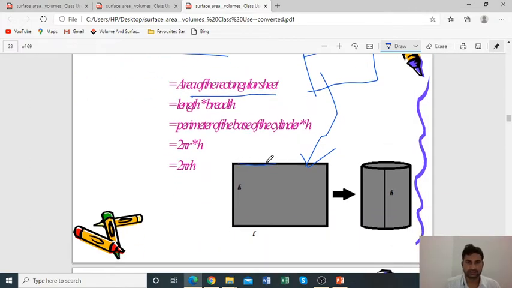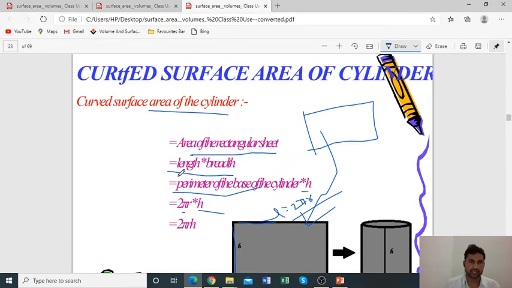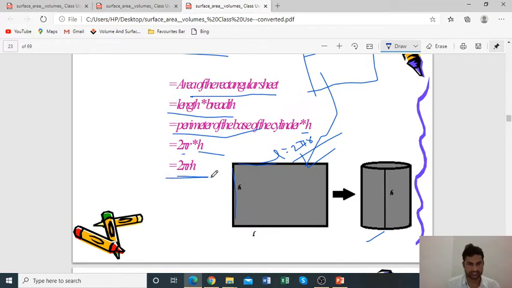Its length is 2 pi r. Why? Because the circumference of a circle is 2 pi r, and the length is 2 pi r. And the breadth is h. So the area of the rectangular sheet is length multiplied by breadth. The length is the perimeter of the base of this cylinder, multiplied by the height, and the base of the cylinder is circular. So 2 pi r multiplied by h. So the curved surface area of the cylinder is 2 pi r h.